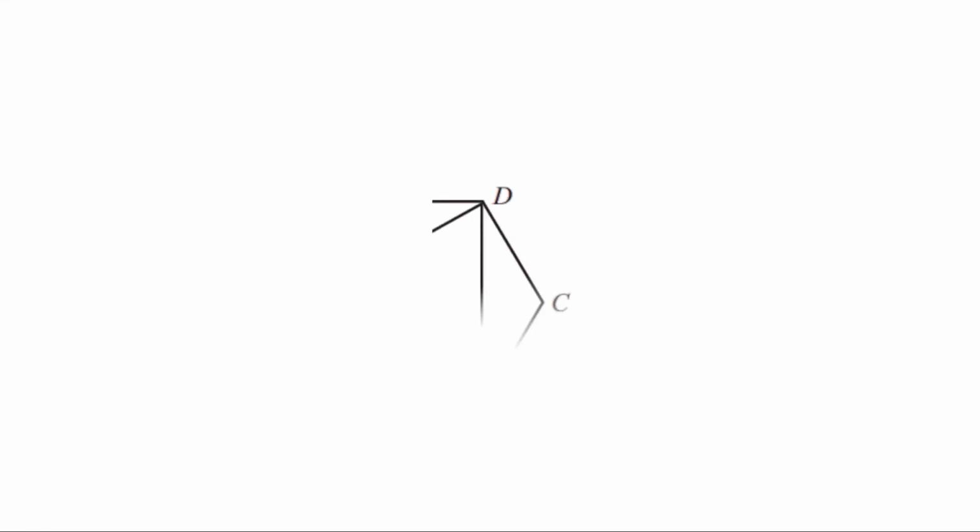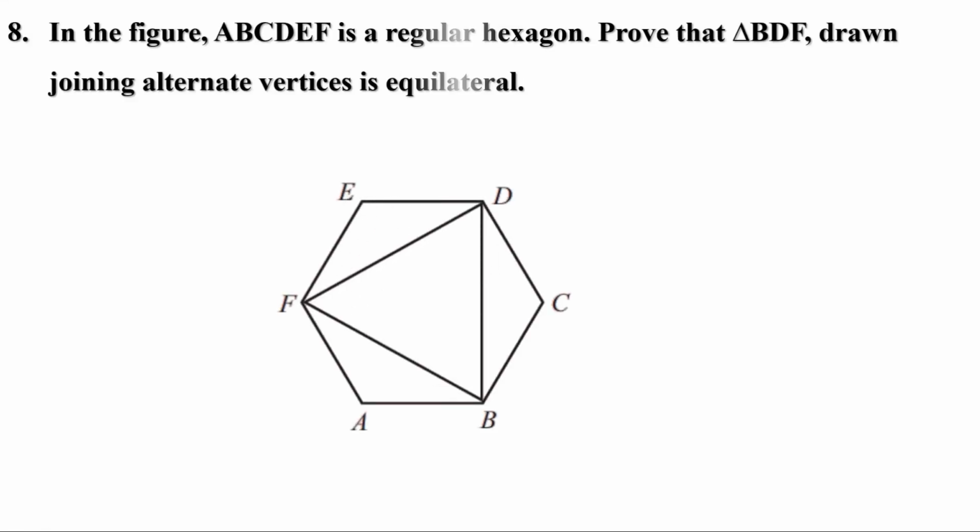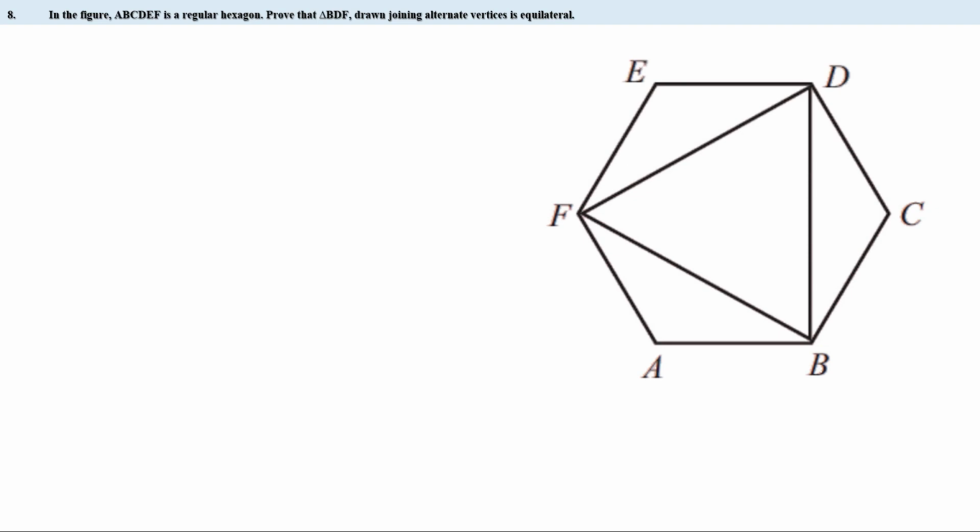Eighth problem. In the figure, ABCDEF is a regular hexagon. Prove that triangle BDF drawn joining alternate vertices is equilateral. Given that ABCDEF is a regular hexagon, we have to prove that triangle BDF is an equilateral triangle.